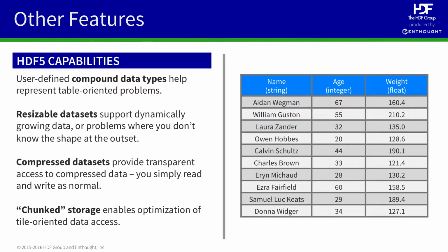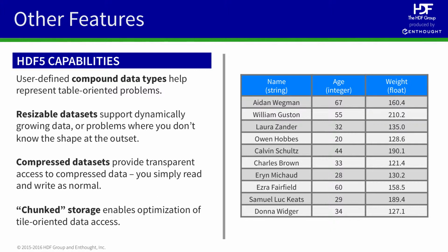HDF5 comes with many other features that can help to solve problems. For example, much like the NumPy structured array, you can define compound types in HDF5 that represent table-oriented problems. HDF5 datasets, created with the right options, can also become dynamically resizable. So, for certain problems, where you may not know ahead of time what shape you want, HDF5 can adapt.